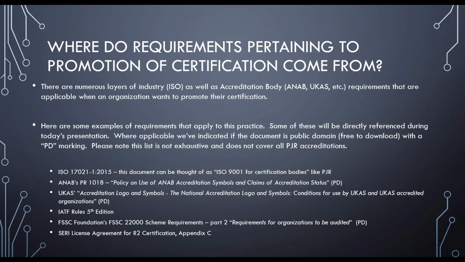It does not cover all of our accreditations, but probably the primary three, if you will, at least here in the United States, are going to be ISO 17021. Now, that's a document that can be thought of sort of as ISO 9001 for certification bodies. The ANAB PR-1018, that is a public domain document. You can find it on the ANAB website. And then the UCAS requirement, which doesn't have a number, they call it accreditation logos and symbols, the National Accreditation Logo and Symbols Conditions for Use. That is also a public domain document and can be acquired for free on the UCAS website.